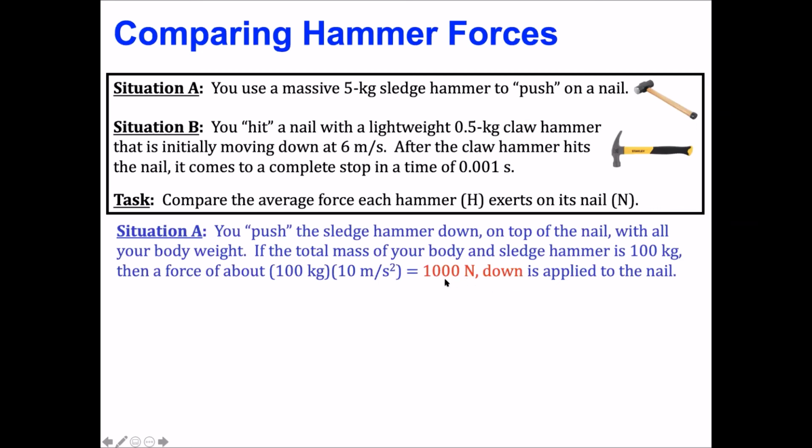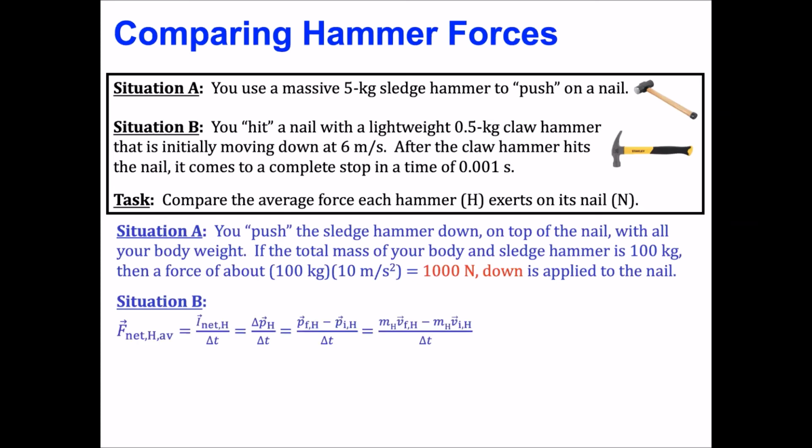For the next situation, with the claw hammer striking the nail, we're not going to be putting our body weight behind the claw hammer per se. We're going to be swinging the claw hammer with a speed of 6 meters per second in the downward direction. And so if I want to figure out what's the net average force that the hammer is going to experience as the hammer strikes the nail, I can figure that out by looking at the net impulse that's applied to the hammer, or the change in the hammer's linear momentum vector over the time interval during which the hammer makes contact with the nail.